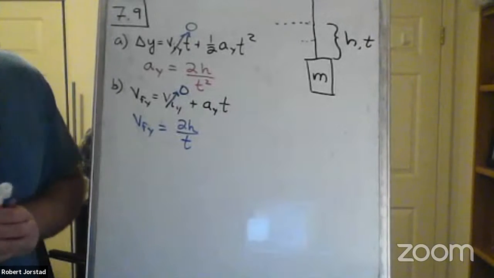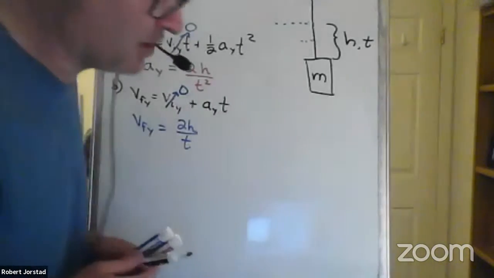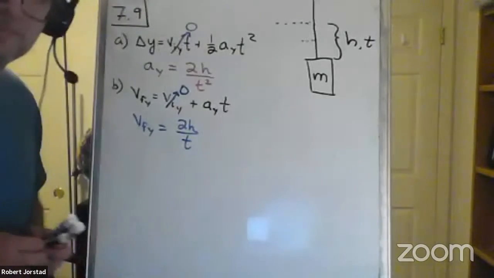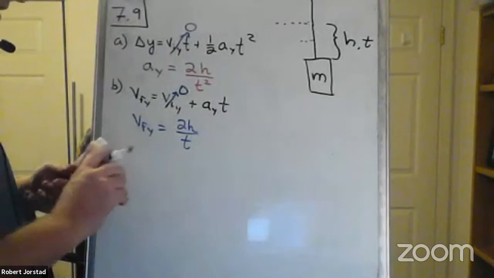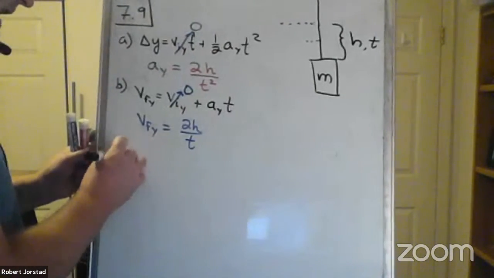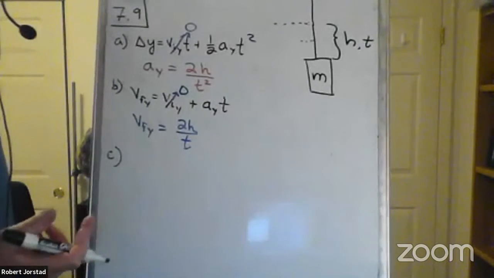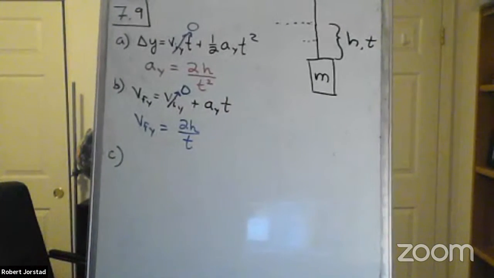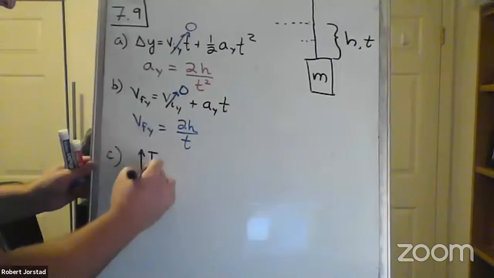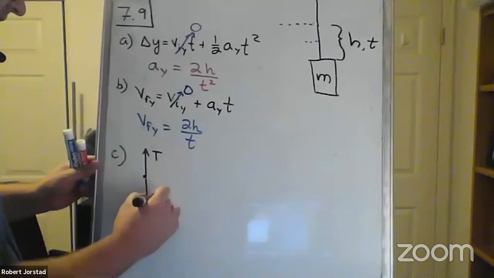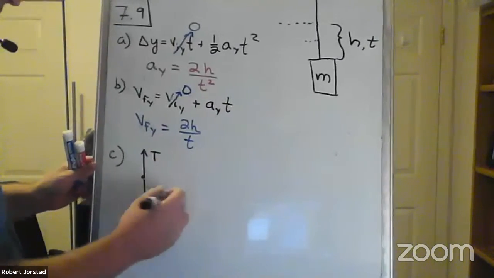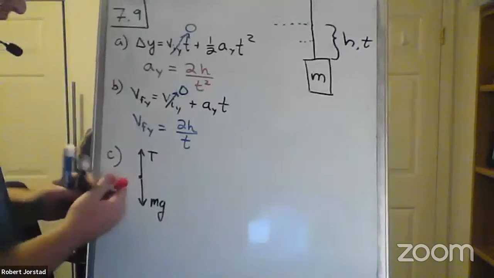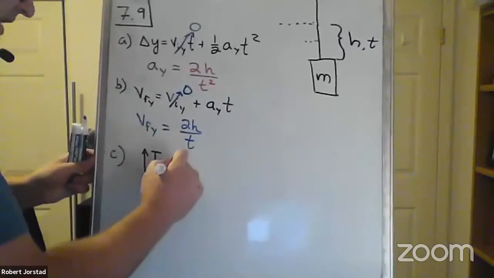Part C asks us to determine the tension in the cable, right? So how could I get the tension force? What type of problem? Now we can do an FBD since we know the acceleration. Exactly. So we got tension here. We got mg down. And then this particular one, I think, is accelerating up with some rate.